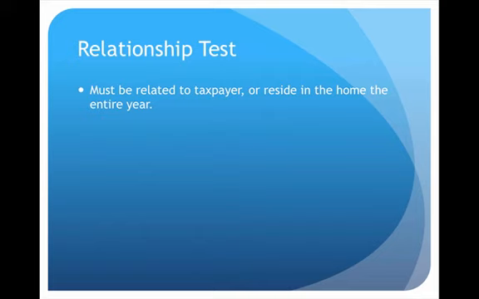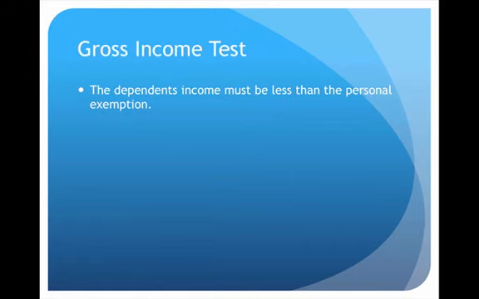So, say that it's a stranger, say that it's an elderly person that you take care of. If they don't live in your home literally the entire year, then they fail the relationship test. Then you have a gross income test. That test simply says that this person's income has to be less than the amount of a personal exemption for that year. And of course, the amount of personal exemption changes every year. But whatever year this is, their income has to be less than that amount for that year.